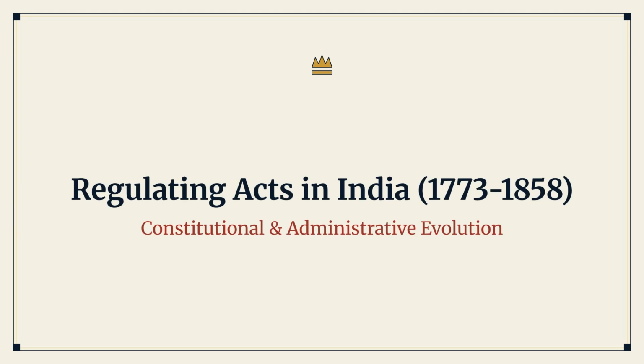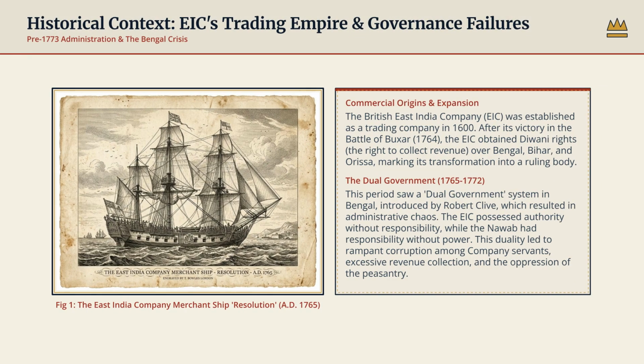This video explores the constitutional and administrative evolution of India under the Regulating Acts, covering the period from 1773 to 1858. To understand these acts, we must look at the historical context. Established in 1600, the East India Company became a ruling power after the Battle of Buxar.